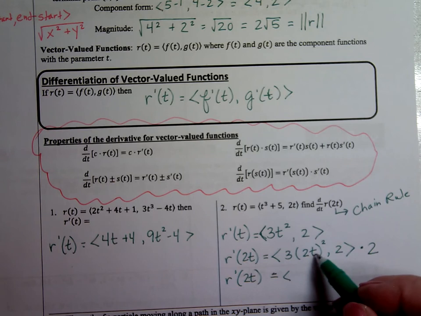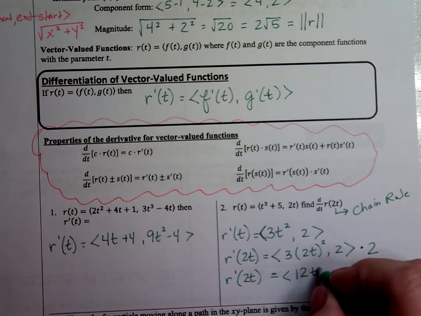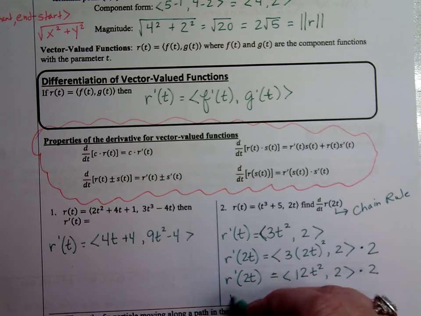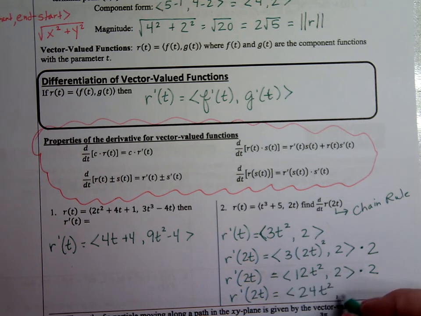So watch and see what happens with this. 2t times 2t is 4t squared. 4t squared times 3 is 12t squared. I'll take you in small doses here. 12t squared, comma 2. But that has to be multiplied by 2. So my final best wonderful answer for this, times it by 2, is 24t squared, comma 4. And that, my friends, would be your r prime of 2t. So figure out what the derivative is for the original vector, and then plug in that 2t, but remember to chain rule it and multiply by 2 as well in the end.